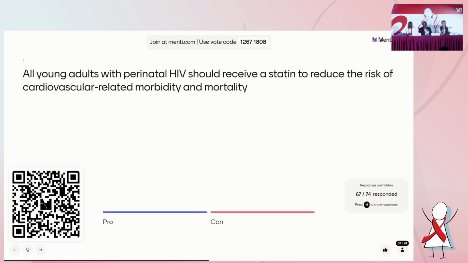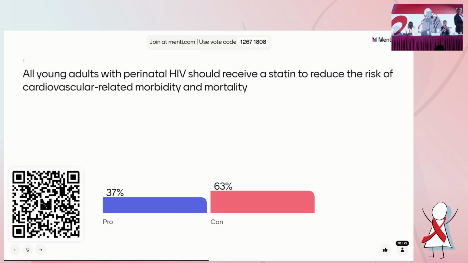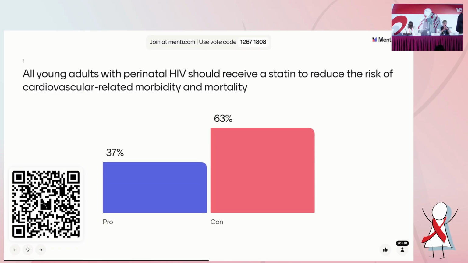So without further ado, you each have 10 minutes to persuade the audience of your motion. Would you like to start, Mr. Billy? Let's see the vote. Oh, sorry. Let's see the vote. Yeah, apologies. So pro is 37%, and con is 63%. So I'm sorry to give you a heart attack as you stand up, but you have to persuade your audience.